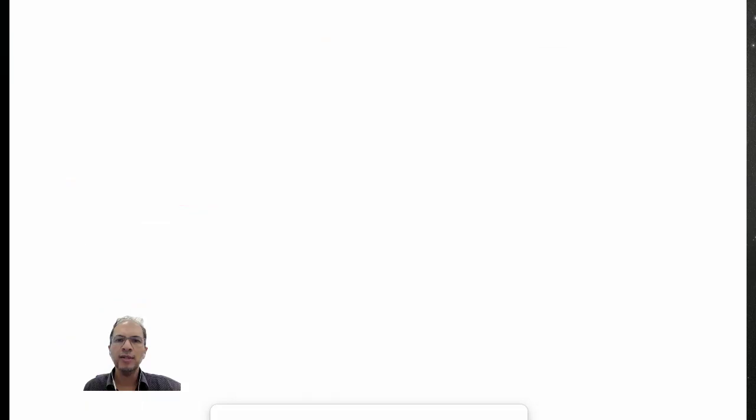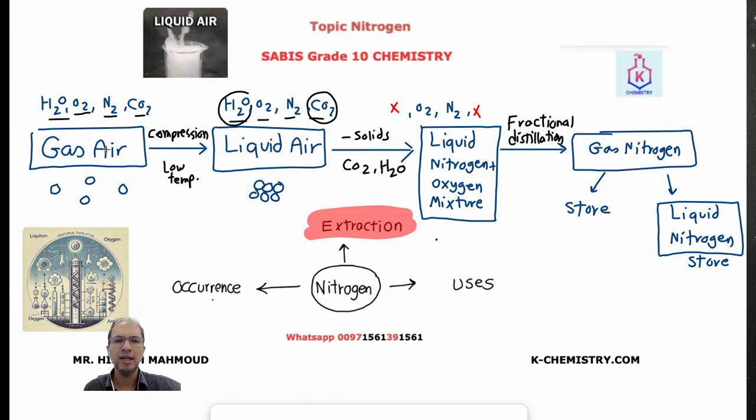In order to extract it, we can just bring the gaseous air around us, which contains oxygen and nitrogen and water vapor and carbon dioxide and small percentages of other gases, and change it into liquid air. I can do this by compression and at very low temperature. It changes from the same gases in the gaseous form into a liquid mixture of these gases.